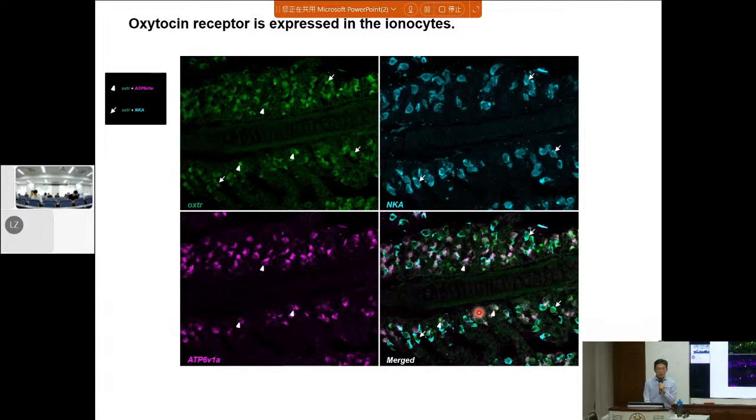We also checked the oxytocin receptor expression. This is an adult gill section. We found the oxytocin receptor and the oxytocin receptor-like are both expressed in two types of ionocyte, the proton pump-rich and the sodium pump-rich cell. That means these ionocytes can receive the signal from oxytocin and then increase their function.